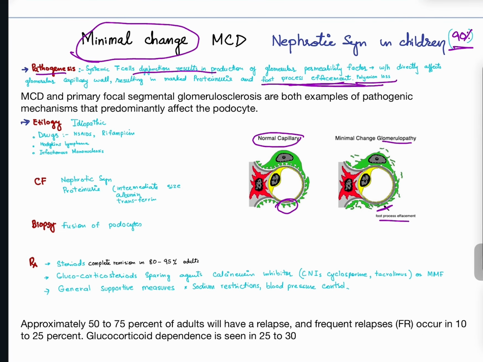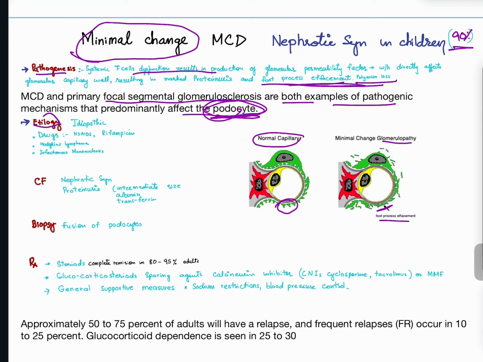There is a very important point when considering minimal change disease and primary focal segmental glomerulosclerosis. These diseases are both an excellent example of pathogenic mechanisms that predominantly affect the podocytes. So this is the disease which is especially affecting podocytes.